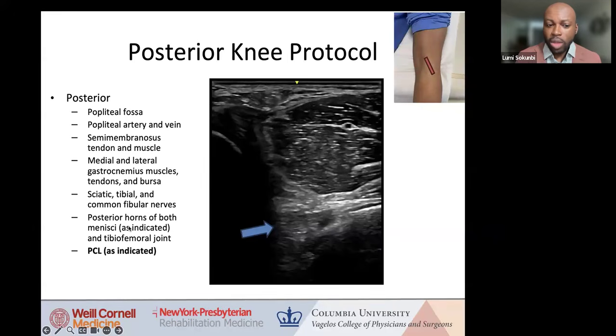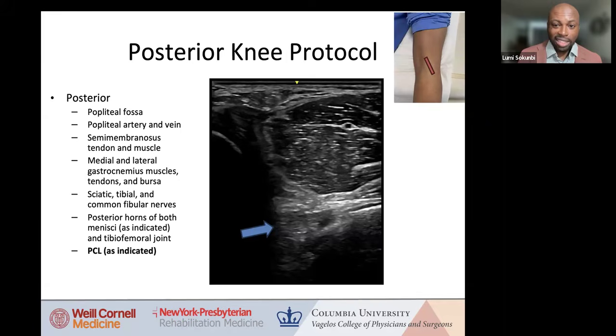Next up, you can visualize the PCL, or the posterior cruciate ligament. This is more deep in the intercondylar fossa. You can really examine the mid-distal portion of the ligament. It's difficult to see the proximal portion of it.